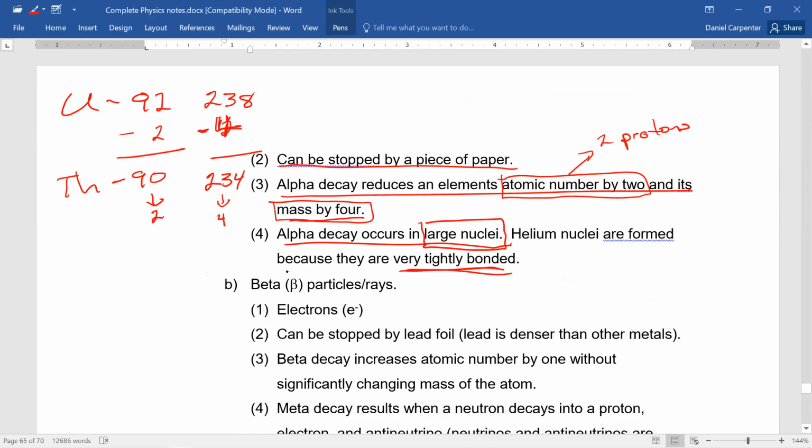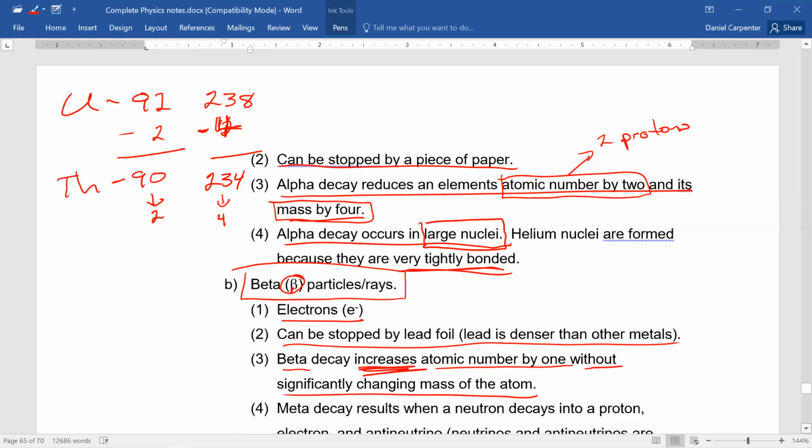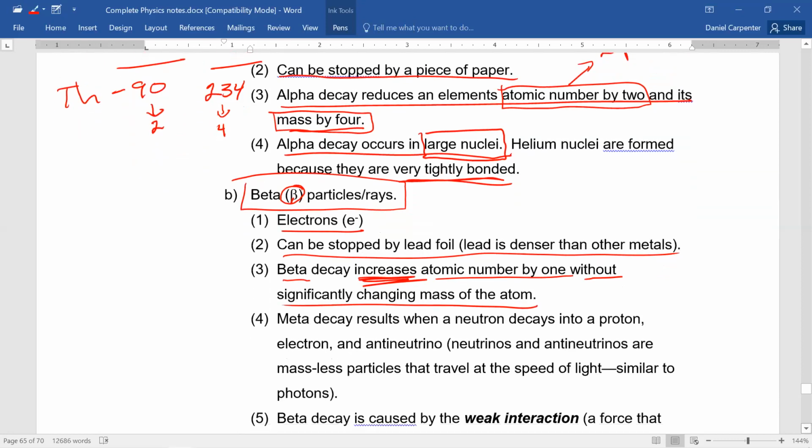Now, the reason that we don't go straight down is because sometimes we can also have beta decay. And this, like a capital B with a tail at the bottom, is the Greek letter beta. Beta decay is electrons. Pretty high energy electrons, but just electrons. They can be stopped by lead foil. But here's the funny thing. Beta decay actually increases atomic number by one without changing the mass. And I'll explain to you why that is.